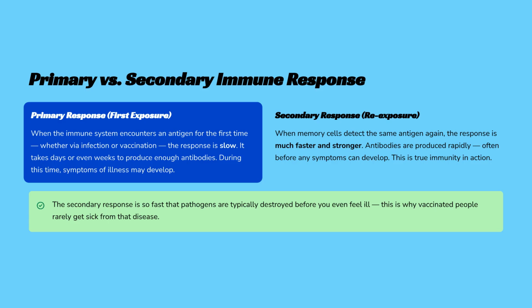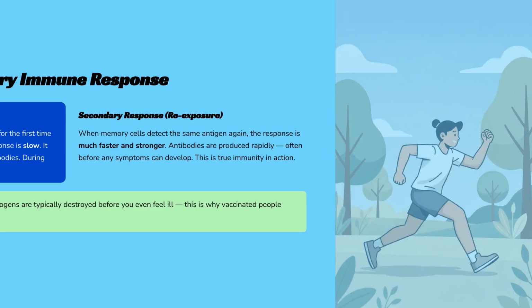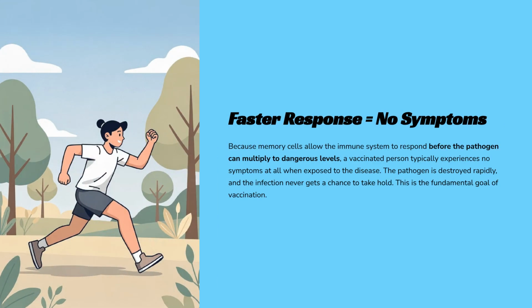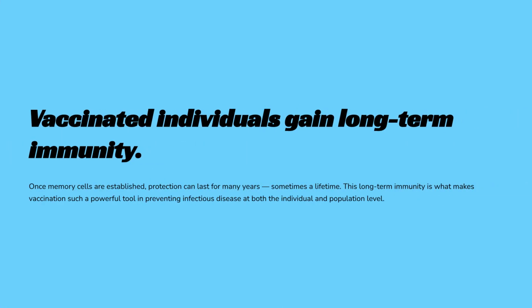The primary response to a first exposure is slow, taking days or weeks. However, the secondary response, driven by memory cells, is much faster and stronger. Because memory cells allow for a rapid response, pathogens are often destroyed before symptoms can even develop, effectively preventing illness. In conclusion, memory cells provide long-term immunity, making vaccination an essential tool for public health and individual protection.